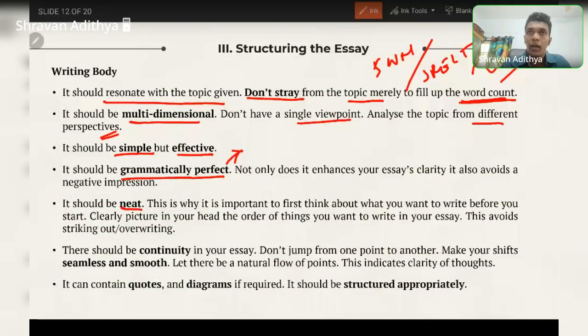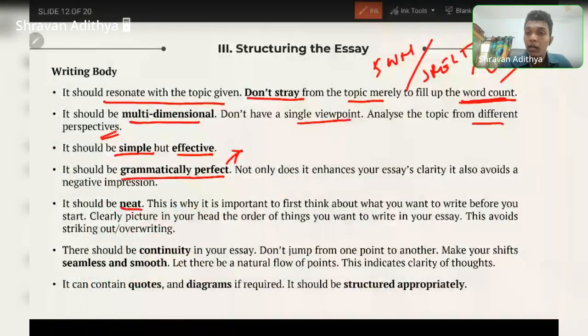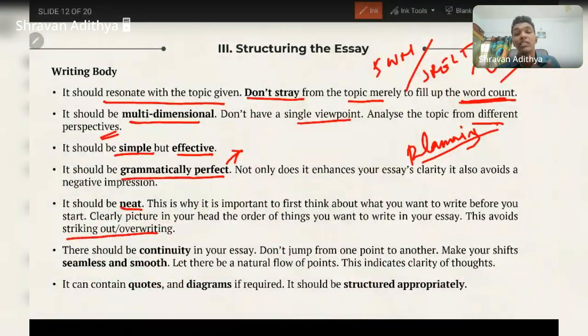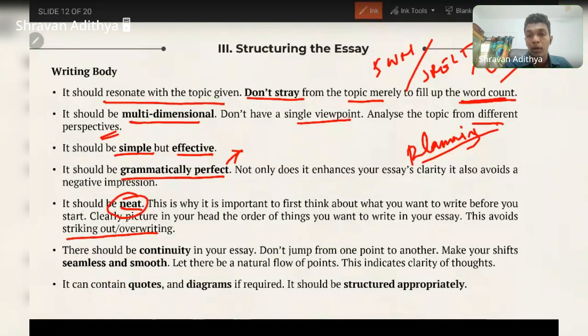Do not strike out or overwrite frequently in your essay. That is why we are telling you to plan your essay. A good amount of time has to go into planning. Why do people strike out and overwrite? Because they feel they missed a point, or they have made some mistakes. But if you plan your essay by allocating some 3 minutes before writing, you can definitely write a neat essay. So think about what you want to write before you start writing.